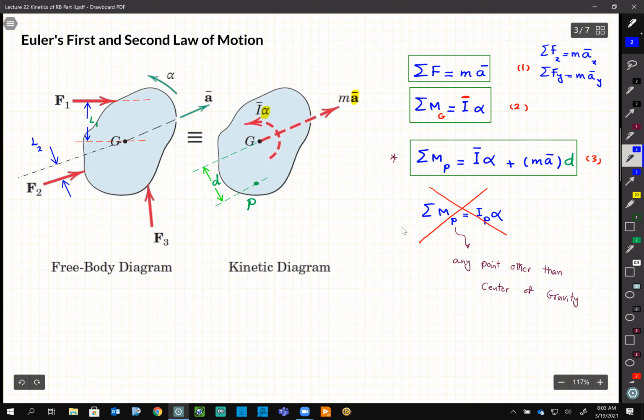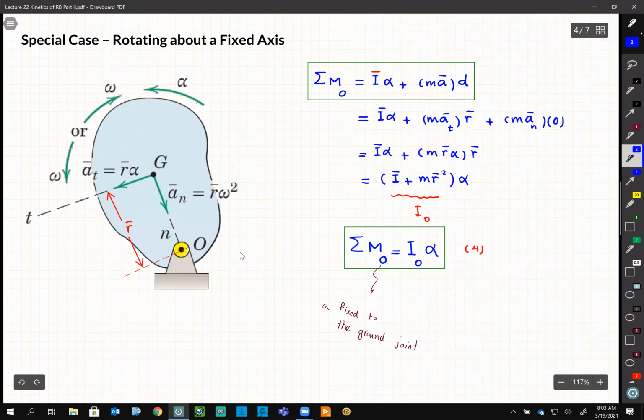And a big mistake that I've seen a lot is that the student takes the moment about point P and writes it down as equal to I_P alpha, which is not correct. The only scenario where it is true is when P is fixed to the ground as a joint, like everything is rotating about point P, which was this scenario. In this scenario, the rigid body is fixed at point O, and you are allowed to take the moment about point O and write down I_O alpha, which is an important equation.